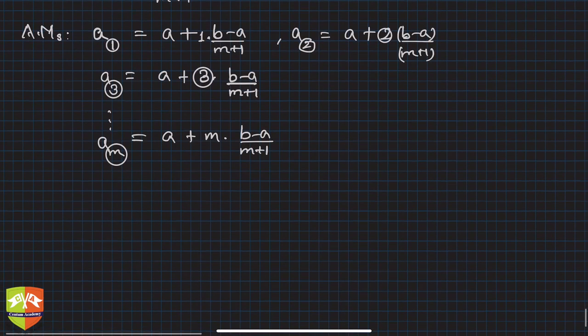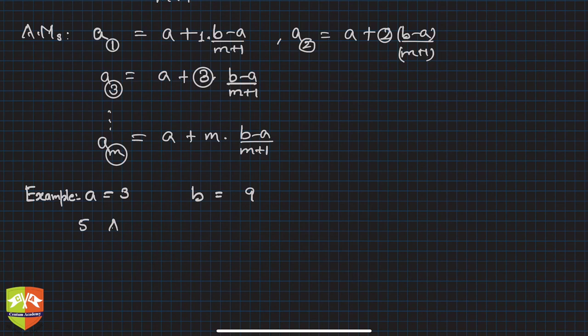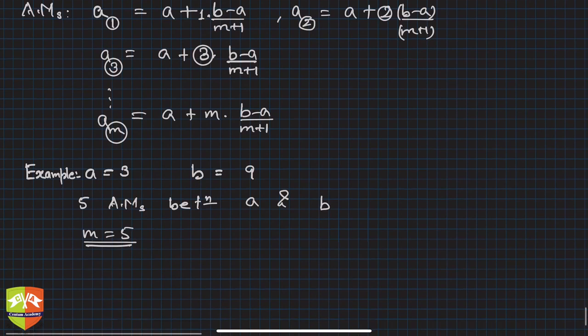Let's take an example and understand. Let us say we have A equal to 3 and B equal to, let's say, 9, and we have to insert 5 AMs between A and B. So how to find out the first? M is equal to 5, as 5 AMs we have to insert.